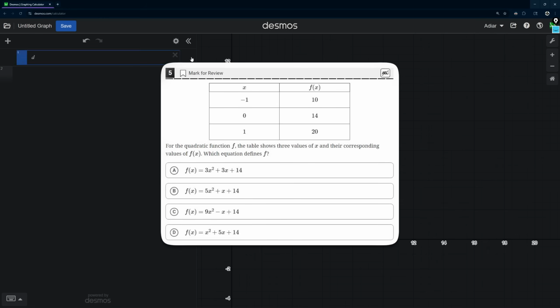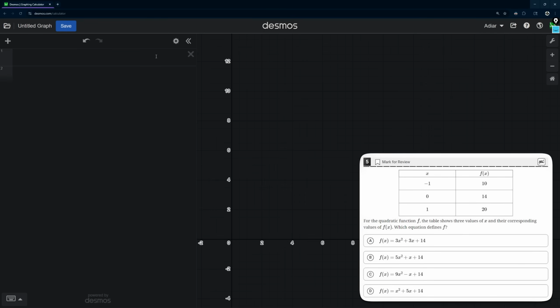Okay, this question is great for Desmos. It says that for the quadratic function f, the table shows 3 values of x and their corresponding values of f of x. Which equation defines f? So if you remember back to my second video, I talk about how a point in a graph represents an equation. And I also talk about how we like to have the same amount of equations as we do unknowns, because that allows us to solve for all of our unknowns. So it looks like this table is just perfect, right?